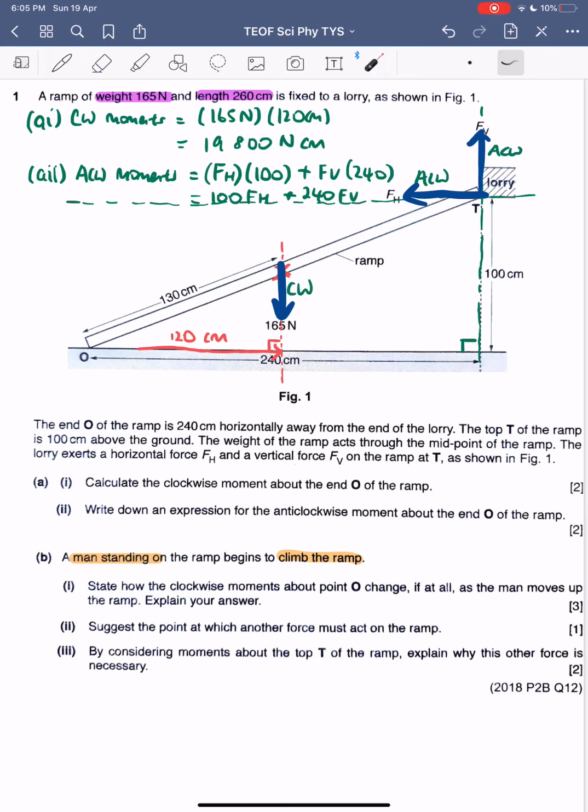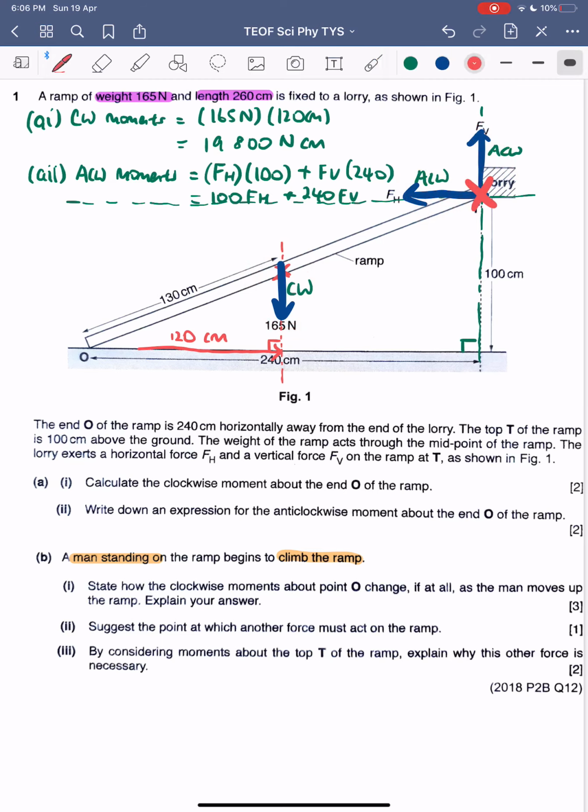Okay, now part 3, by considering moments about the top T of the ramp, explain why this other force is necessary. So for part 2, I used the fact that there is no resultant force or no net force. But for part 3, we are supposed to use moments, and we take the pivot to be T. So this is our new pivot at T. So once we choose the pivot to be T, we realize that these 2 forces, because they are acting directly on T, the perpendicular distance will be 0. That means the moments caused by these 2 forces can be neglected. So when we consider T, we just have to consider this force and the moments it creates.